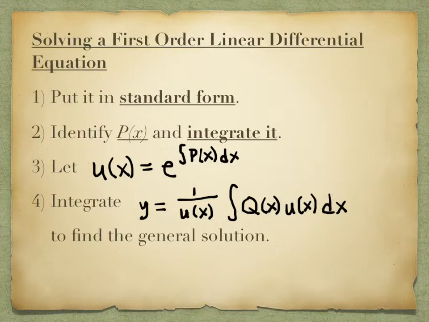And once we have that, we're going to integrate again, but the integration is 1 over that new value u of x times the integral of q of x, which you would have identified back up in step 1 or 2, times u of x. So it looks like you're putting a u of x inside the antiderivative and one on the outside as division on the antiderivative. And then this will find the general solution for your first order linear differential equation.